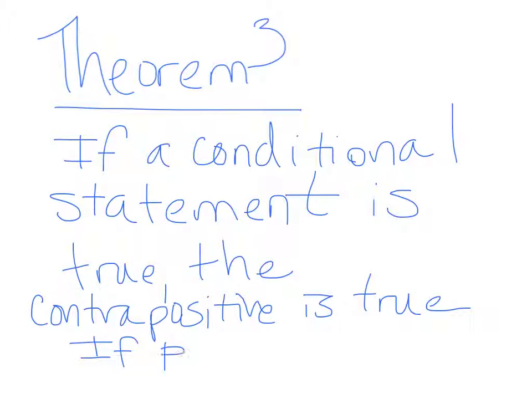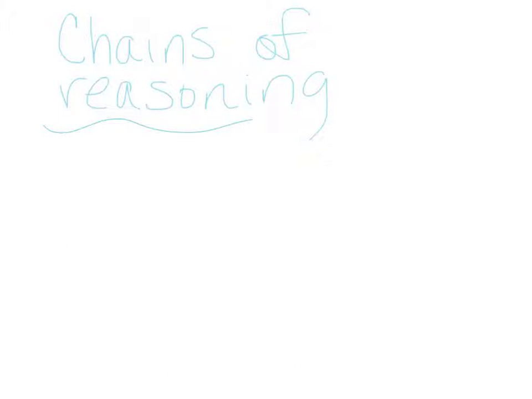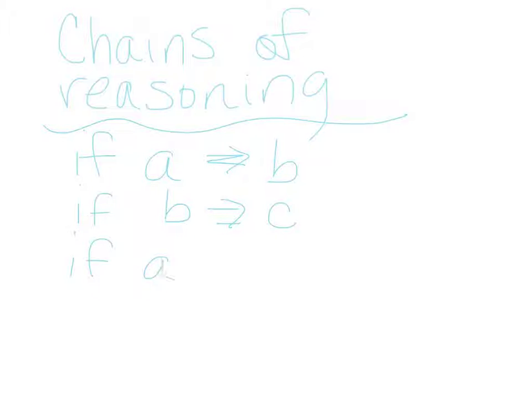If P, then Q. They show it in this funky way: if not Q, then not P. If A, then B, and if B, then C, that would mean that if A, then C, because they all lead to each other.